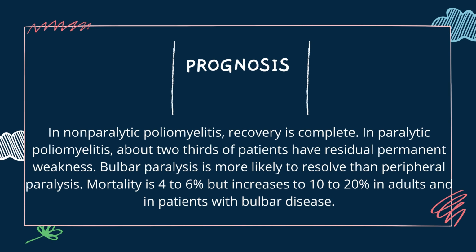For the prognosis, in non-paralytic poliomyelitis, recovery is complete. In paralytic poliomyelitis, about 2/3 of patients have residual permanent weakness. Bulbar paralysis is more likely to resolve than peripheral paralysis. Mortality is 4 to 6%, but increases to 10 to 20% in adults and in patients with bulbar disease.